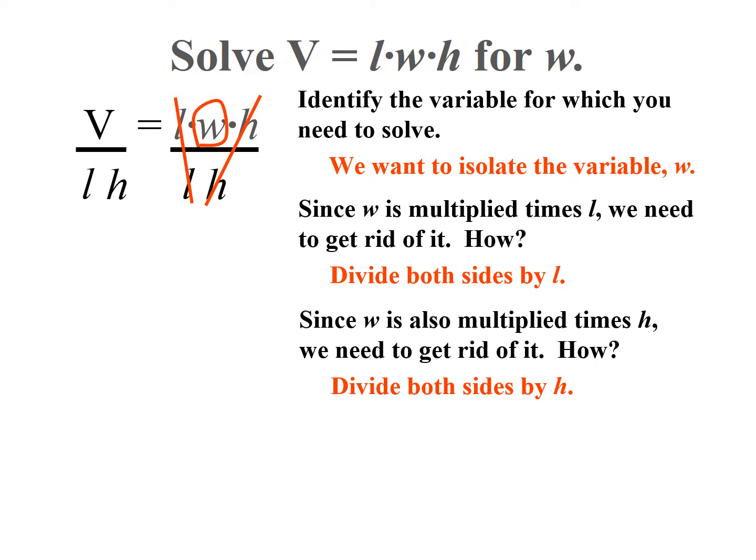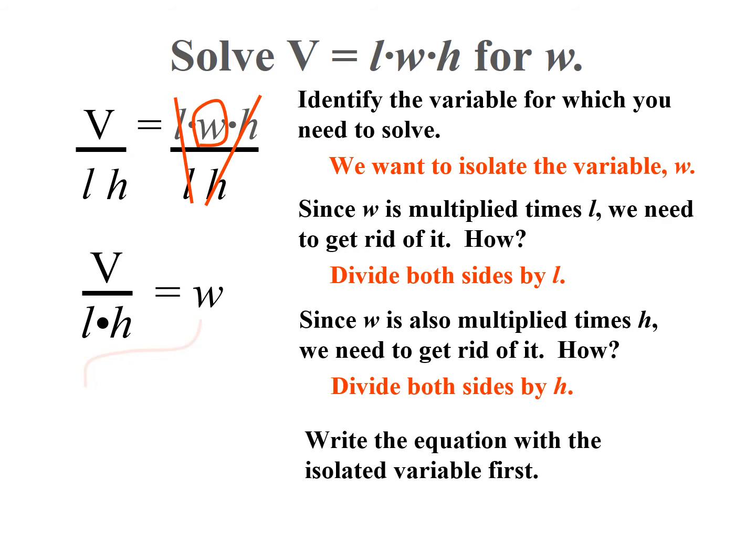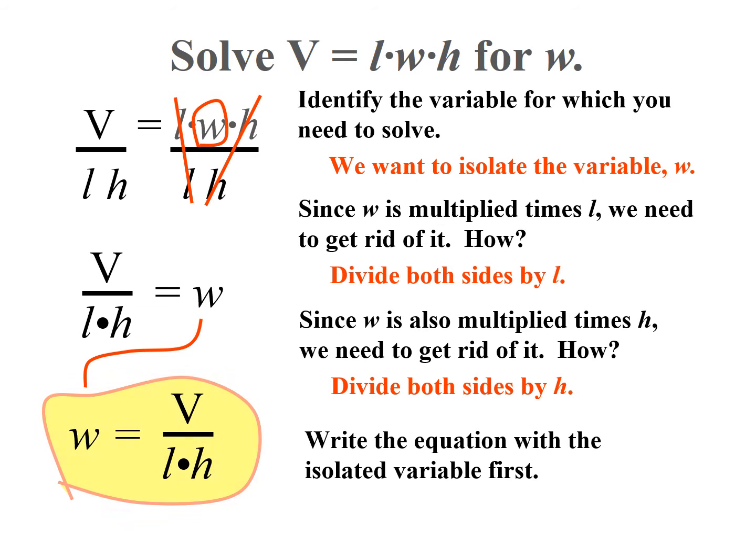What we do to one side, we have to do to the other. So here we have volume divided by length and height is equal to the width. You may see it reversed. That's simply called the reflexive property when you switch the left and right side of the equal sign.